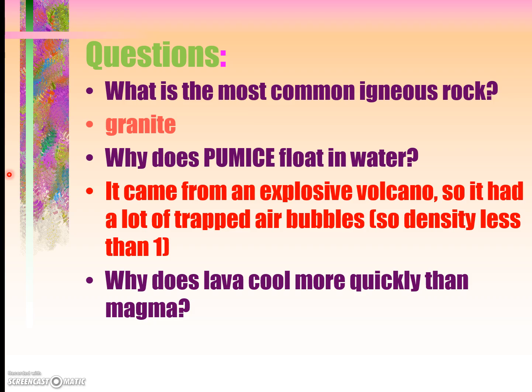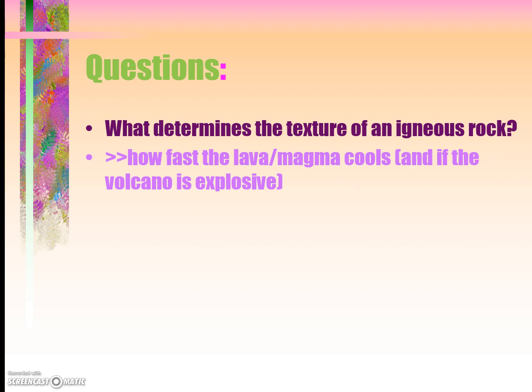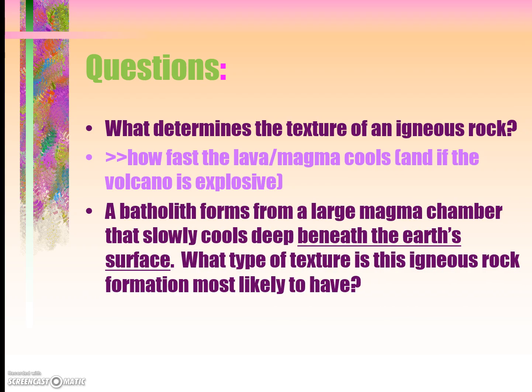Why does lava cool more quickly than magma? So you have to think about where lava is and where magma is in relation to the volcano. The lava is outside of the volcano, so it's exposed to the air or water that is in the air, so it cools a lot more quickly. What determines the texture of an igneous rock? Well, you have to think about the two types of igneous rocks, how fast the lava or magma cools, and if the volcano is explosive.